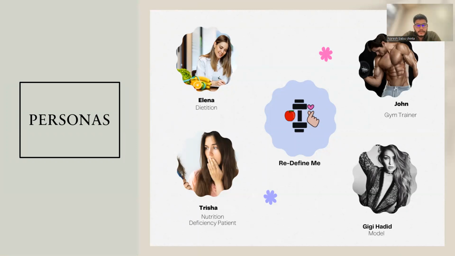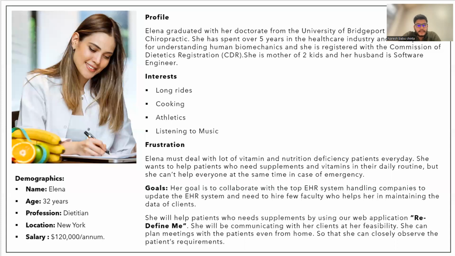Thank you, Varun. Hello, everyone. So here are the personas. We have four personas. The first one is Elena, her age is 32 years, and her profession is dietitian. She is located in New York. So, her profile: Elena graduated with her doctorate from the University of Bridgeport School of Chiropractic. She has spent over 5 years in the healthcare industry and has a passion for understanding human biomechanics. And she is registered with the Commission on Dietetic Registration, that means CDR.